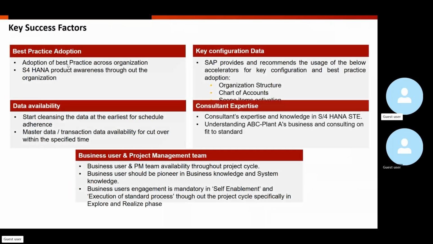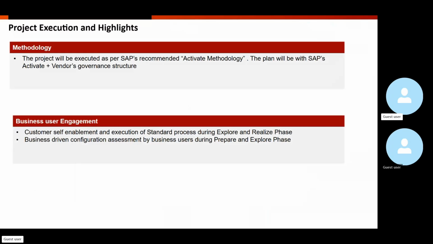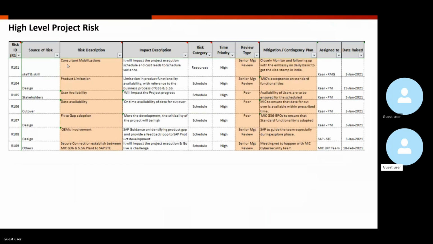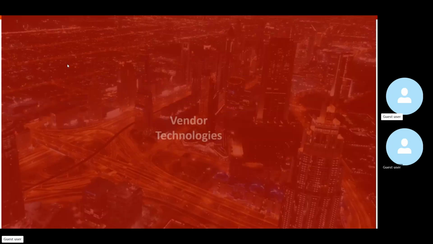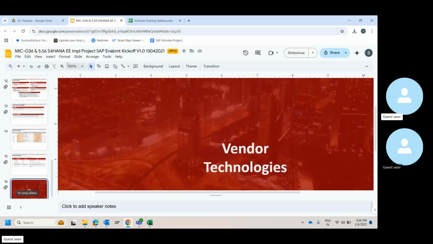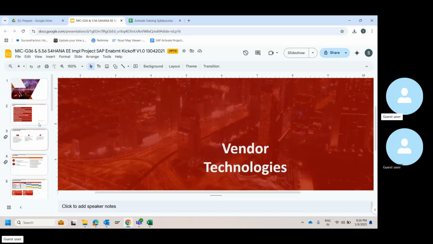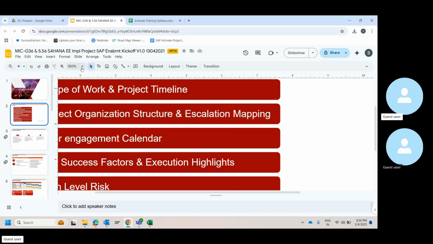What are the key success factors for the implementation? Basically, we emphasize what is necessary, what is the mindset they need to have before the project execution, during the kickoff itself. Then project execution and highlights. Then what are the risks that we have? Then the communication. How do we communicate for this project? That's all. So this is a very high level kickoff PPT that I have shown you. You can build on top of this.